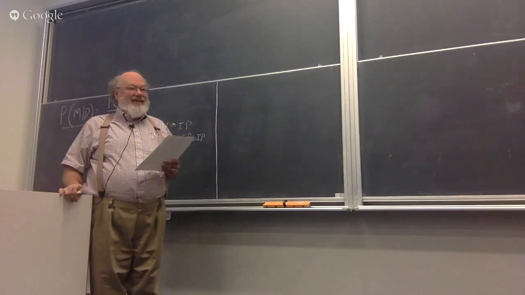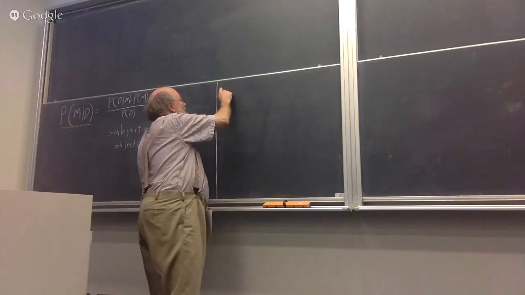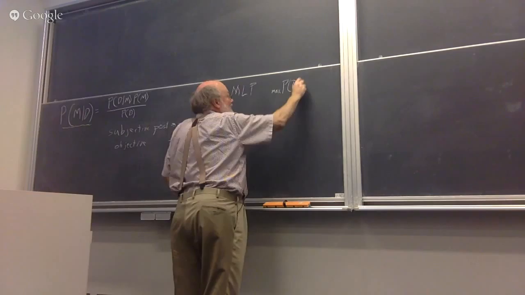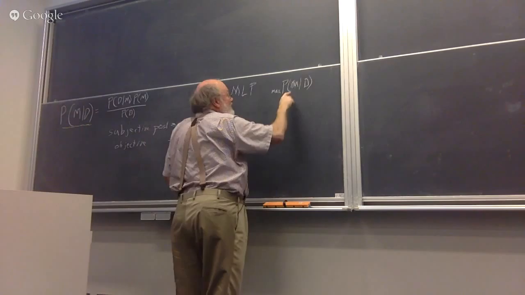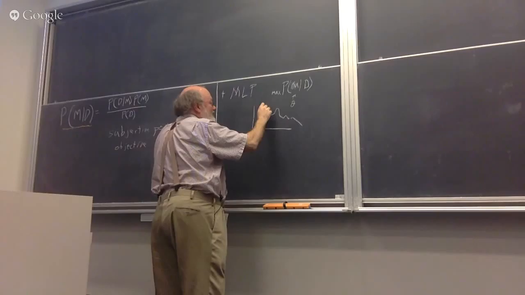The first one is to simply say what is the maximum likelihood prior. So that's just the maximum value of P of the model given the data. So if the model is just a single parameter, then whatever it is, it's just the maximum value there.